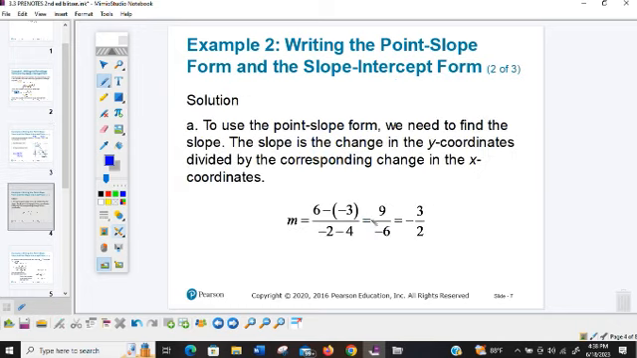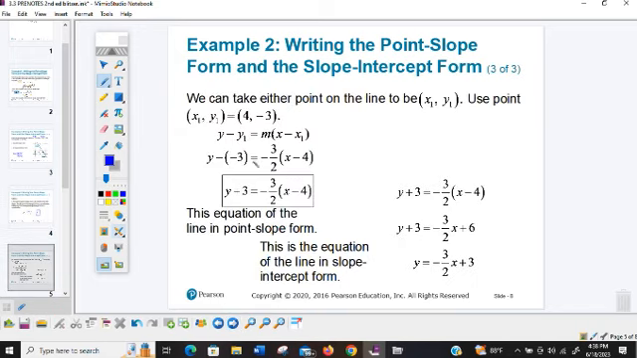So on top, minus a negative gives me a positive 9 there, because that turns into plus, and then negative 2 minus 4 is negative 6. You must reduce. So our slope is negative 3/2. Now let's use that in a point slope formula. Okay, so we know our slope is negative 3/2.